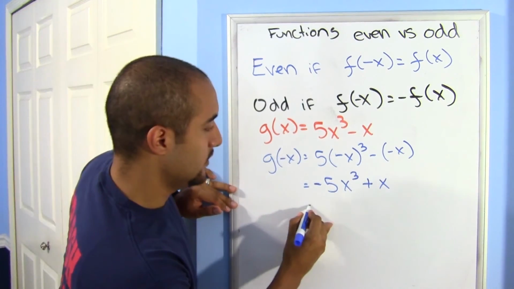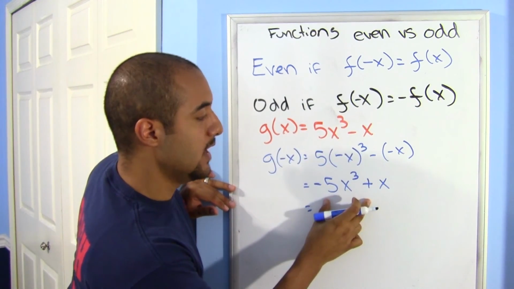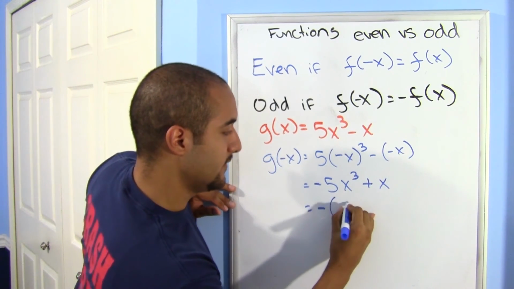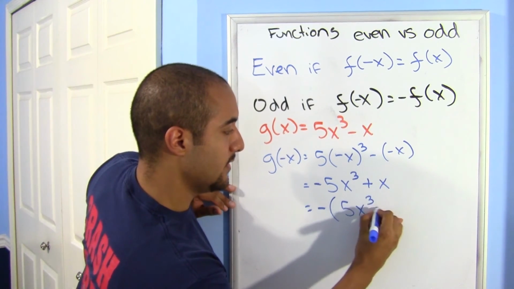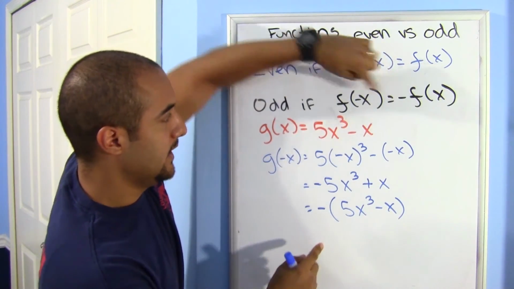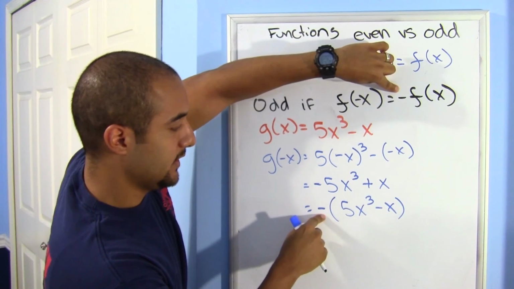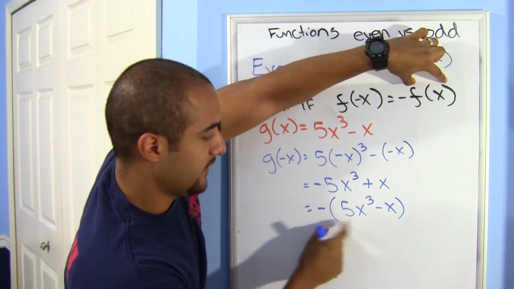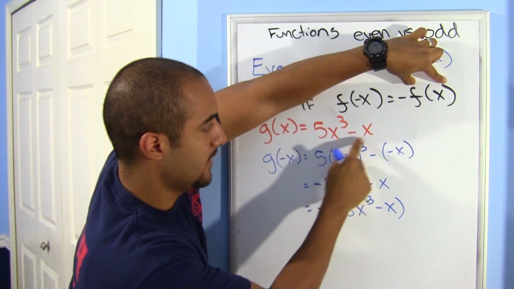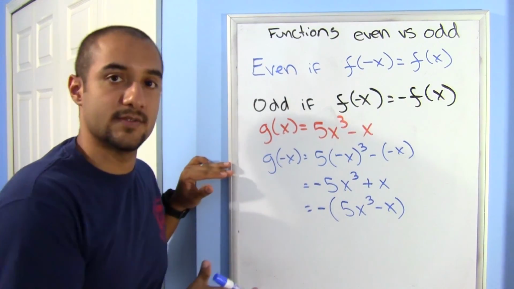Now here, notice that each term has now switched signs from the original. To look at it better, if I factor out a negative 1, this is what you get: negative, 5x to the third minus x. Notice that now you have what you're looking for. If you're looking for odd, you have negative, and here you have negative and you have the original, 5x cubed minus x. So this one we say is odd. G of x is odd.